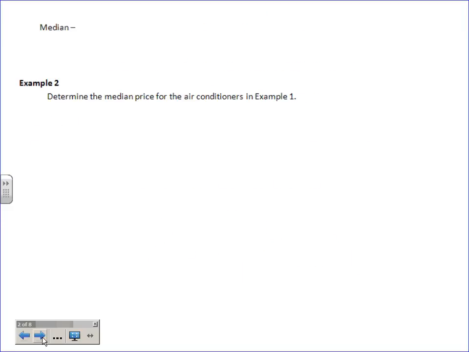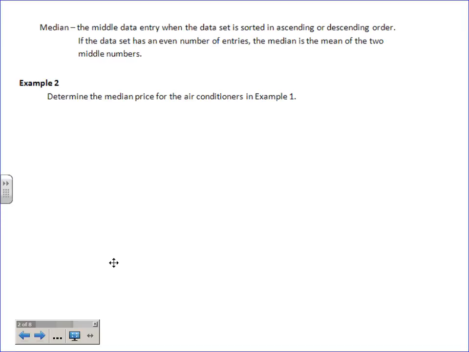Okay. Median. This one's a long one. You can definitely paraphrase this one because I know you all know how to do it. The middle data entry, where the data set is sorted in ascending or descending order. Normally we do ascending. If the data set has an even number of entries, the median is the mean of the two middle numbers. And you've done that so many times before in the past. You don't necessarily even have to write a definition down if you don't want to, because I'm sure that you can all remember how to do that.